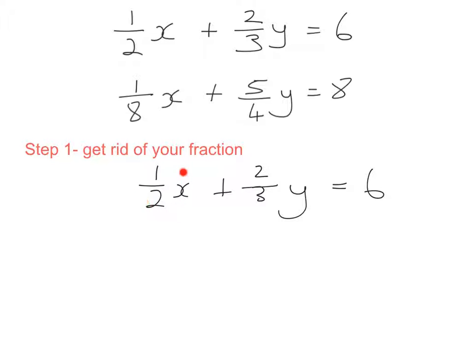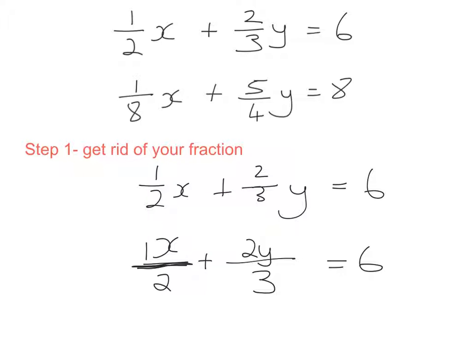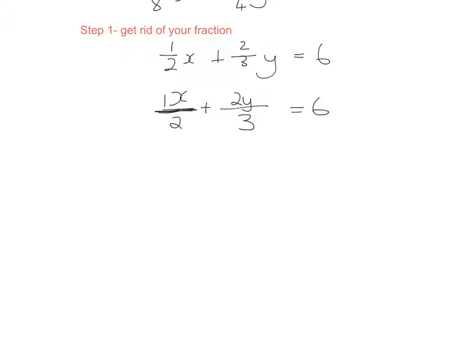Another way of writing 1/2 x in maths is to write x over 2, or 1x over 2. Using that same method, another way to write 2/3 y is to write it as 2y all over 3 and equals 6. So my first step is just to rewrite it in a more conventional way, which is 1x over 2 plus 2y over 3 equals 6. Okay, so I'm just going to give myself a little bit more room here.